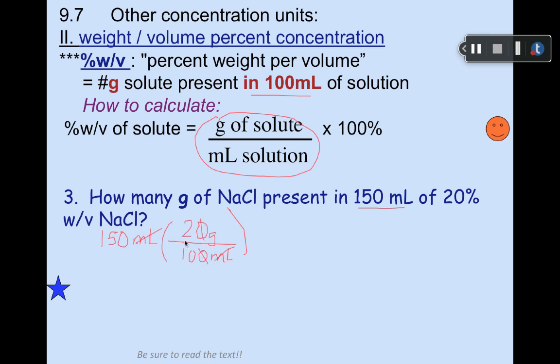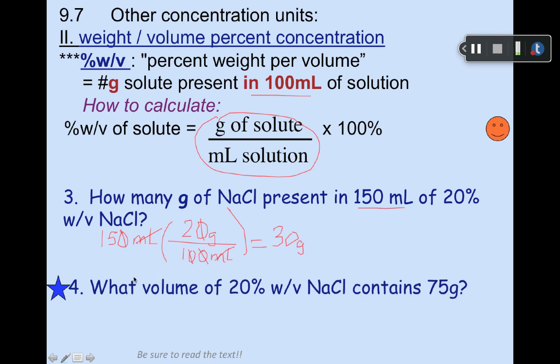Cancel out some zeros, do yourself a favor. And so 2 times 100, take out another 0. 2 times 15, I bet some of you could do that without a calculator. It should be 30 grams. Fair enough.